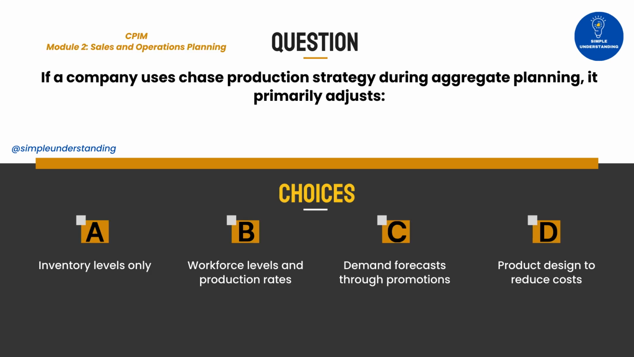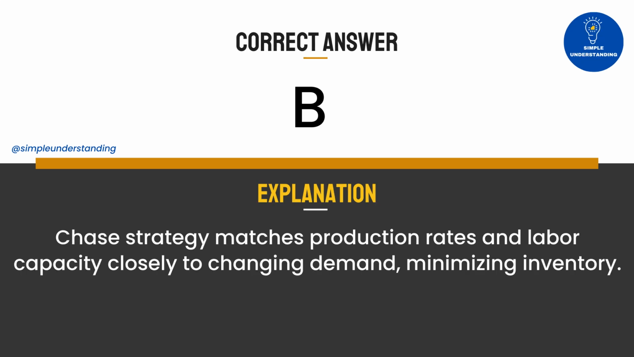Question 6. If a company uses a chase production strategy during aggregate planning, it primarily adjusts A. Inventory levels only. B. Workforce levels and production rates. C. Demand forecasts through promotions. D. Product design to reduce costs. Correct answer, B. Explanation. Chase strategy matches production rates and labor capacity closely to changing demand, minimizing inventory.